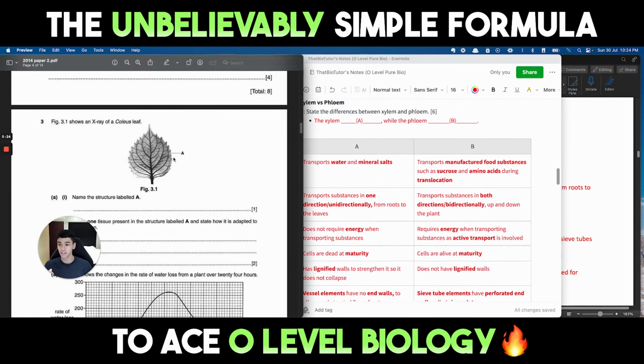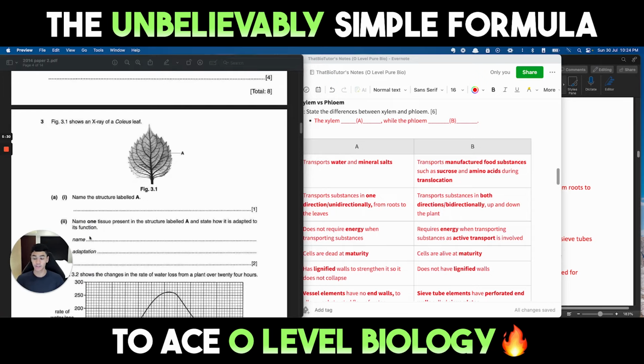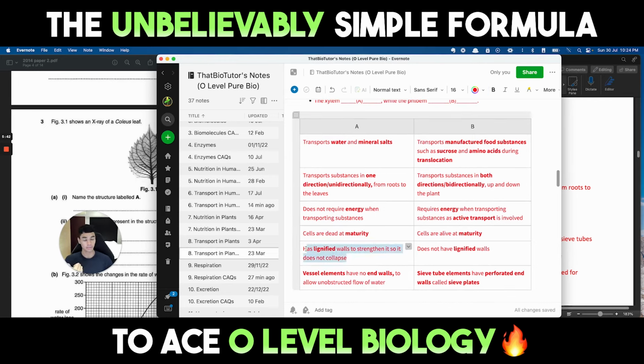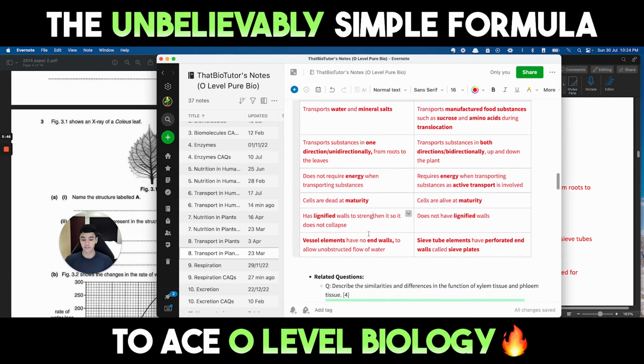One tissue present in A, and A is a leaf vein, vascular bundle, so it contains either xylem or phloem. You can choose to name one tissue, right? You can choose xylem or phloem, and then just say one adaptation for its function. If you had learned this CAQ, what could you do? Well, you could say this. Xylem, lignified wall, this is the adaptation. Strengthen so it doesn't collapse. Or you could say xylem, vessel elements, no end walls, unobstructed flow of water.